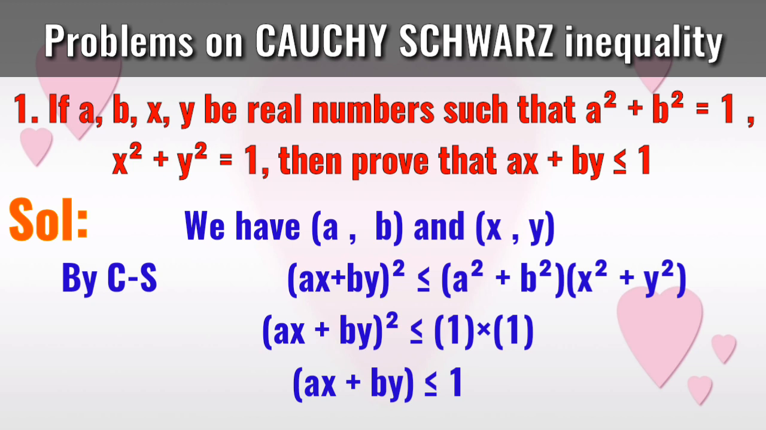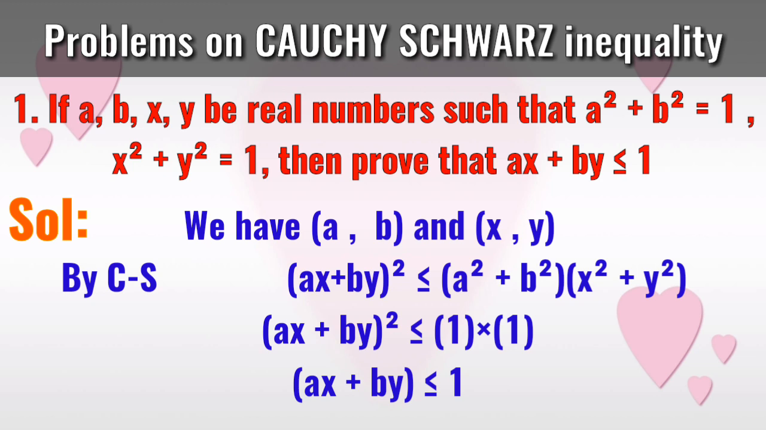If you apply Cauchy-Schwarz inequality on this, you will get (ax + by)² is less than or equal to (a² + b²) multiplied by (x² + y²). Substitute the values of a² + b² and x² + y² from the given question. Now you will get ax + by is less than or equal to 1. This is the required proof.